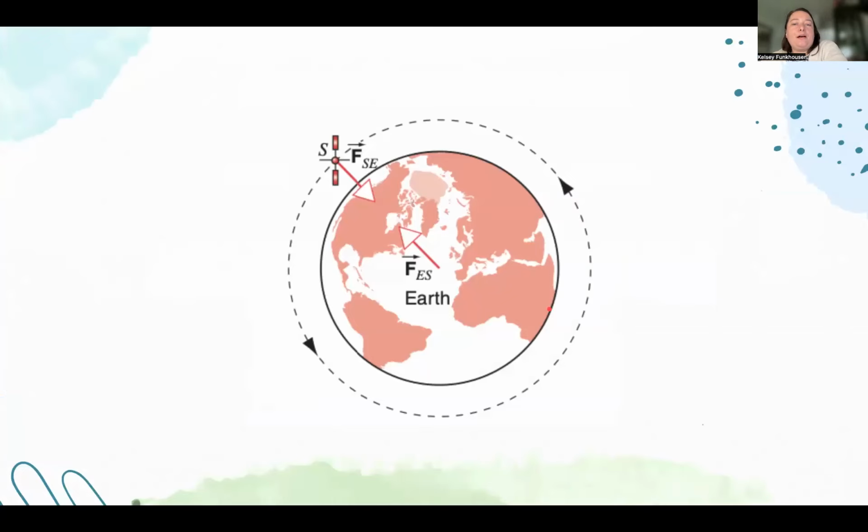Here's another example of a satellite orbiting the Earth. The Earth exerts a force on the satellite. That's what this is. And then the satellite exerts an equal and opposite force on the Earth.